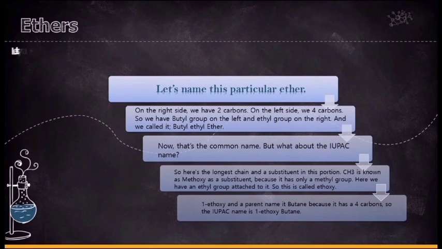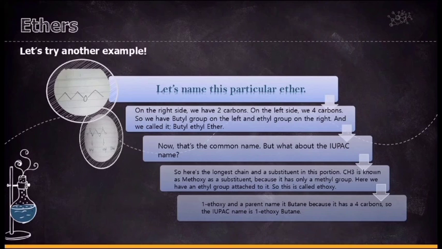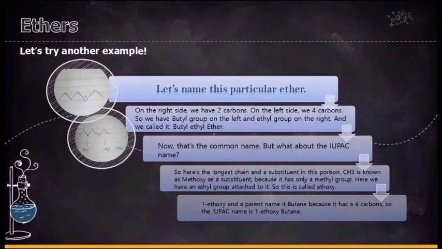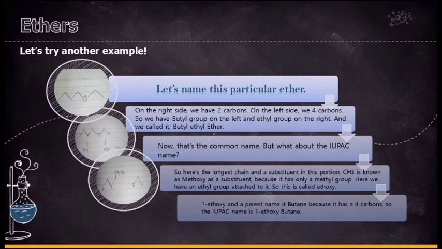Let's try another example. Let's name this particular ether. On the right side, we have 2 carbons. On the left side, we have 4 carbons. So we have a butyl group on the left and an ethyl group on the right. So it's called butyl ethyl ether. Now that's the common name of this particular ether.